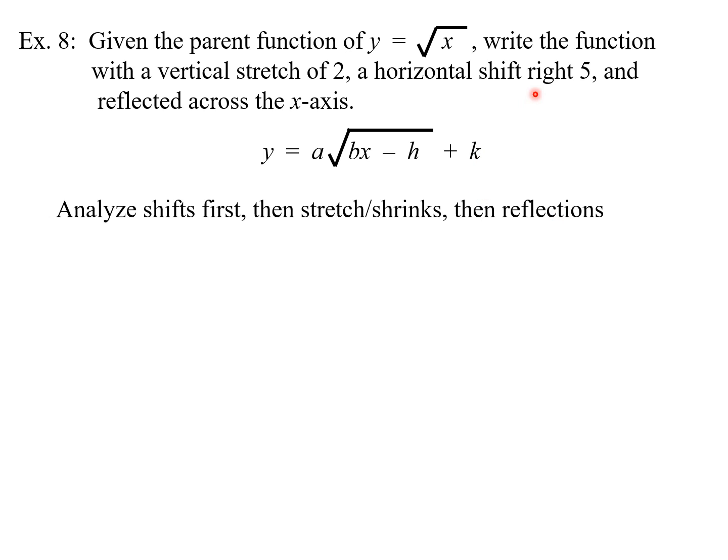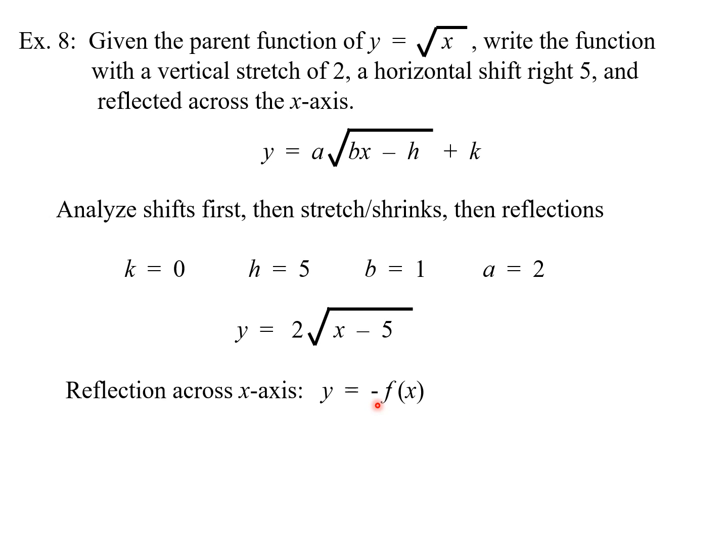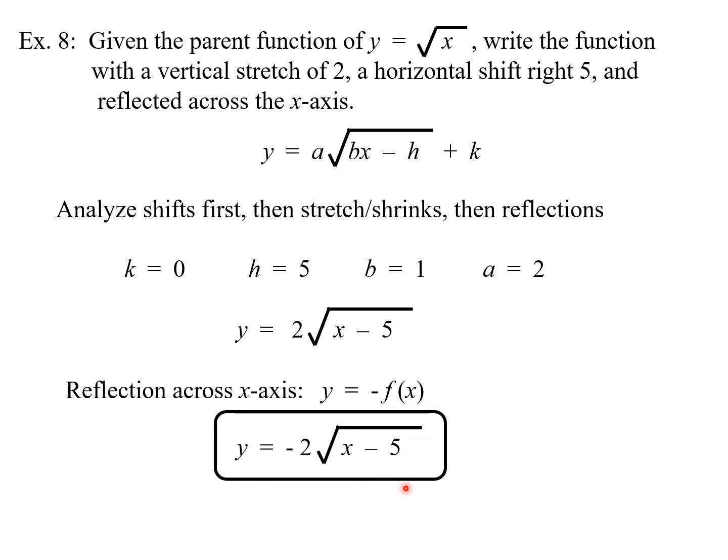So let's see, K is a vertical shift, and there is no vertical shift, so K is equal to 0. Horizontal shift, right 4, that makes H equal 5. A horizontal stretch, there is no horizontal stretch, so B is equal to 1. Vertical stretch, oh, there's a vertical stretch of 2, so that means A is 2. Okay, and so inserting it into this, we would get that. Now the reflection, it's reflected across the x-axis. That's a vertical reflection. Okay, in a vertical reflection, we just put a negative sign right out in front of the entire function, and there's our final answer.